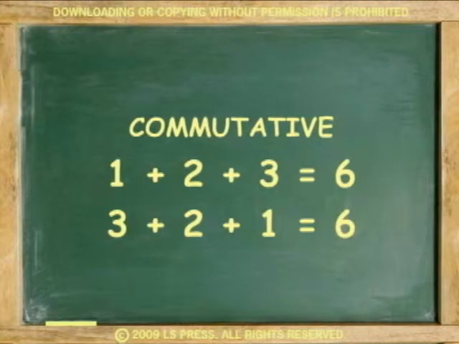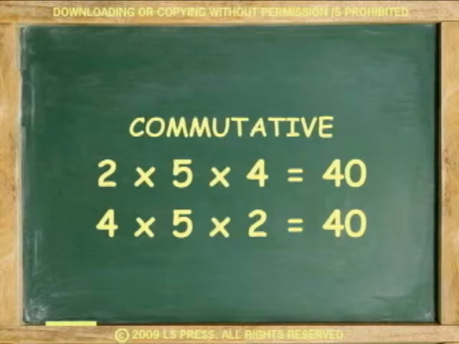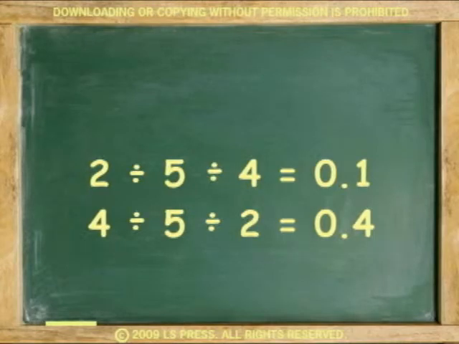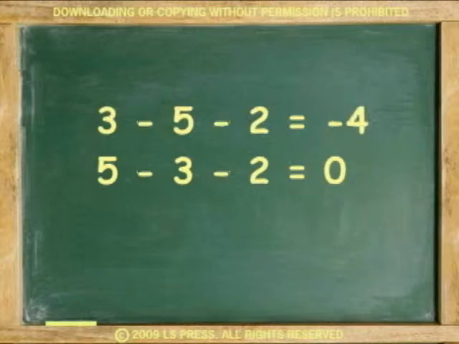Have you ever noticed that we can add numbers in any order we want, but we can't do the same with subtraction? Also, we can multiply numbers in any order, but cannot do the same with division. For example, we can add 3 plus 5 plus 2 equals 10, and switch the order to 5 plus 3 plus 2 and still get the same answer. Doing it with subtraction will get you a different answer.